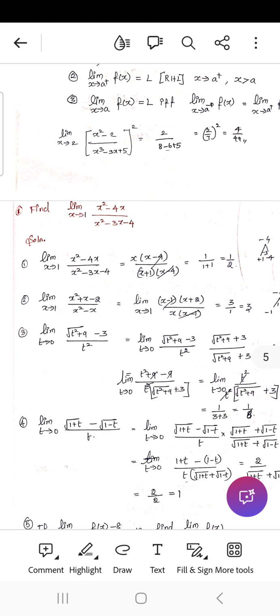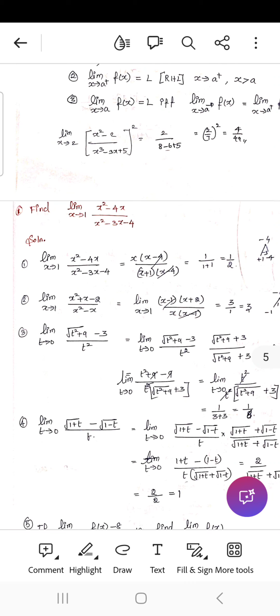Limit x tends to 1, x square minus 4x divided by x square minus 3x minus 4. Substituting x equal to 1, we will get the value 1 by 2. Next problem is limit x tends to 1, x square plus x minus 2 divided by x square minus x. Substituting x equal to 1, we will get the value 0 by 0. This is the indeterminate form.